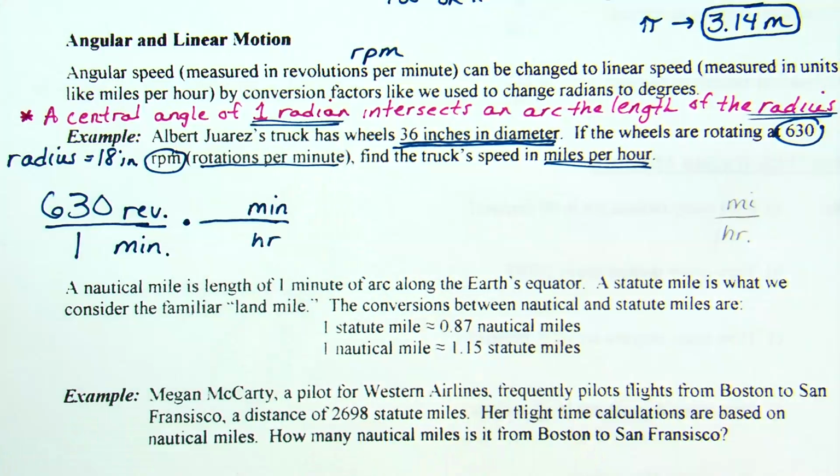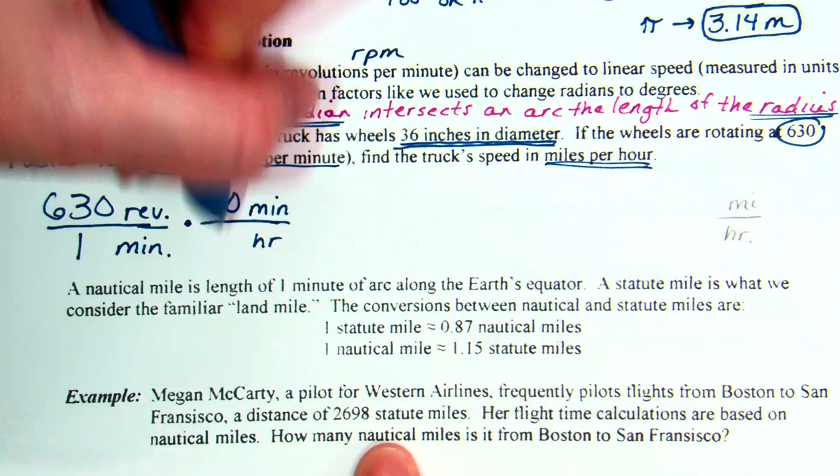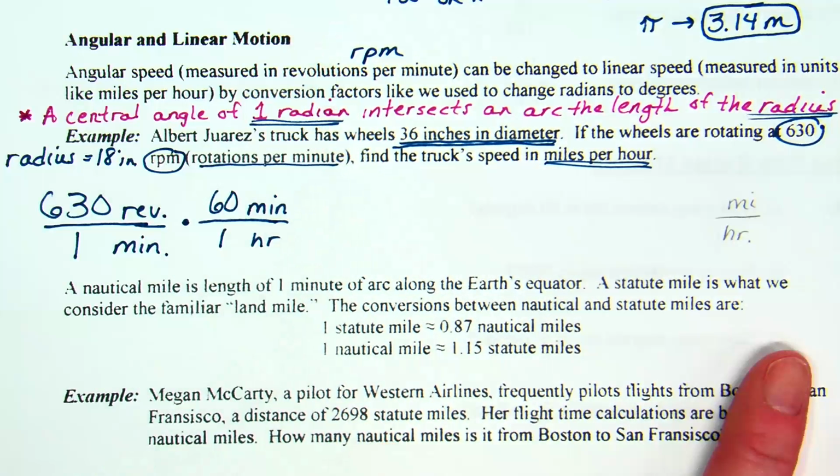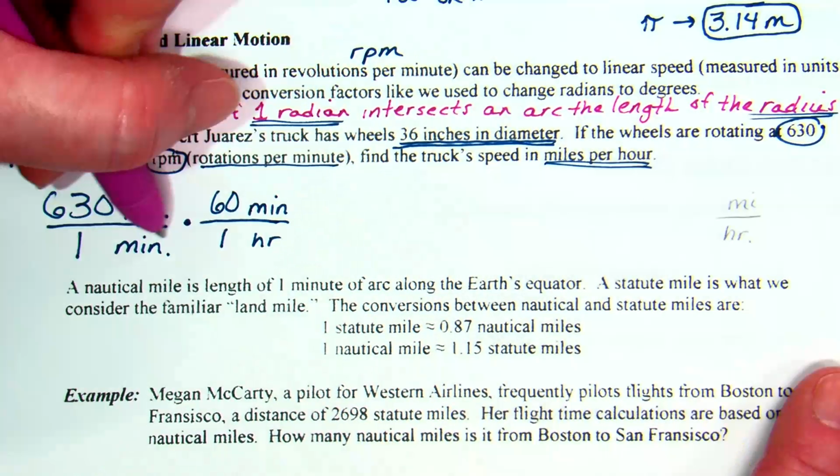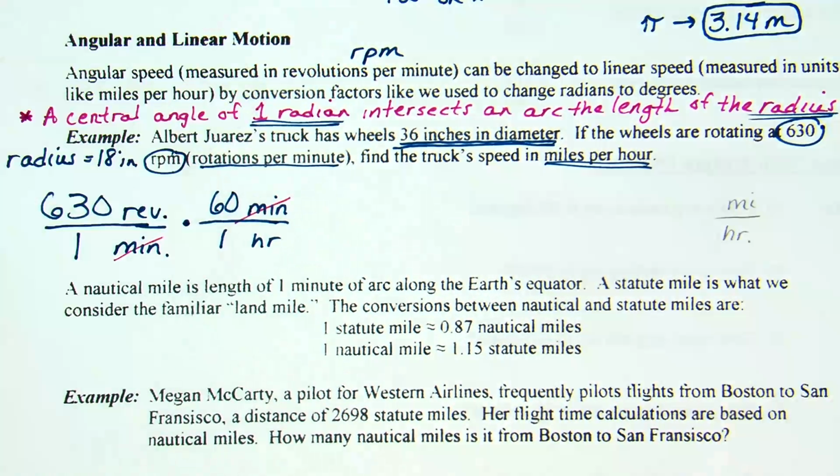And what was that relationship between minutes and hours? 60 minutes, 1 hour. So now what happens? My minutes labels will cancel. And I now am at the point of revolutions per hour. Is revolutions per hour what we want? Of course not. Okay, so now we've got to get from revolutions to miles.